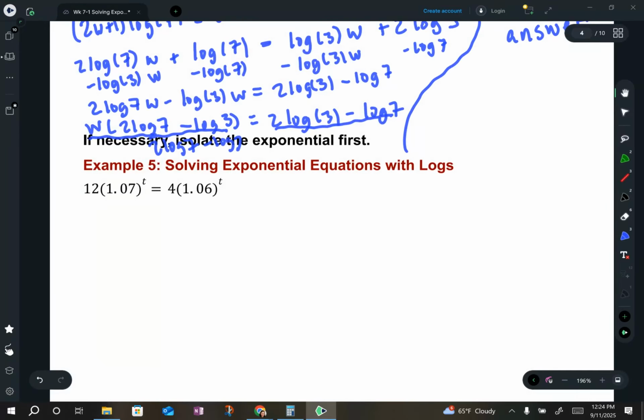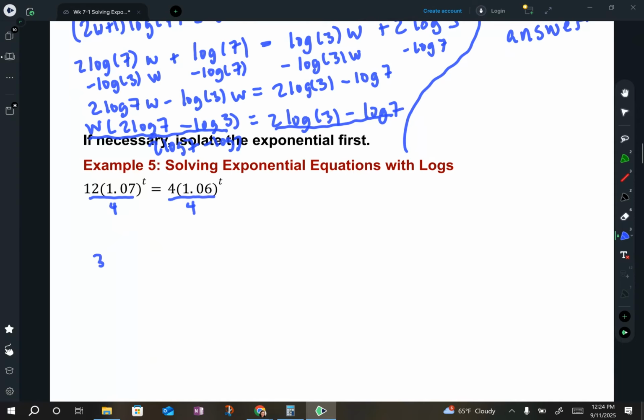All right, sometimes when you're solving exponential equations, you have to do a little bit of work before you take the logarithm. So what I wrote over here says, if necessary, let's isolate the exponent first. We're going to do a little bit of algebra before we get started. The first thing I'm going to do is divide both sides by 4. I did that because 4 goes into 12 and 12 doesn't go into 4.